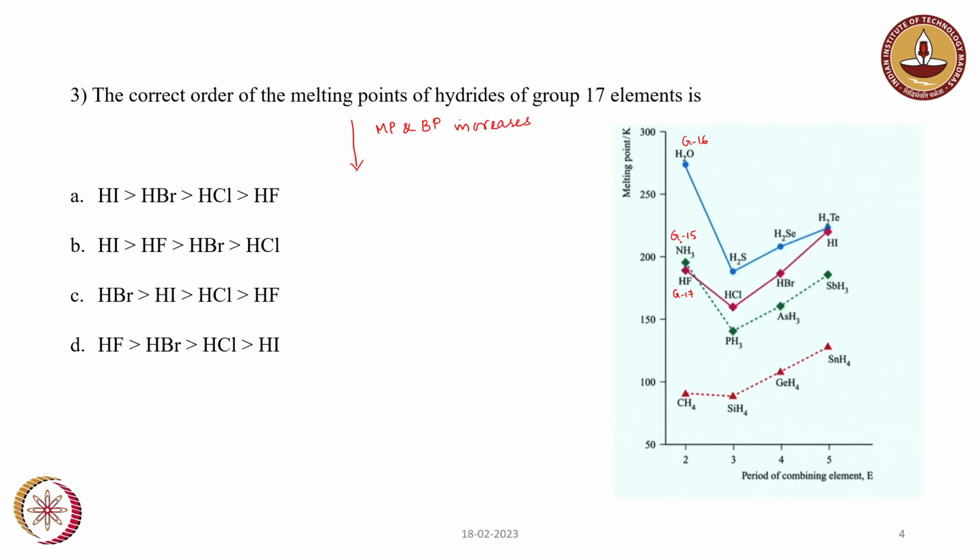So the trend for the halogens is that hydrogen fluoride is greater than HCl, and it's also greater than HBr, but HI is the highest. So option B is the answer. HI greater than HF greater than HBr greater than HCl.